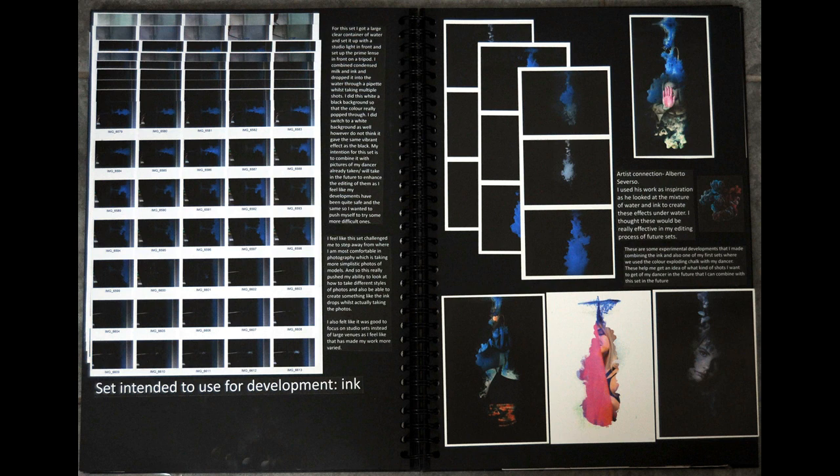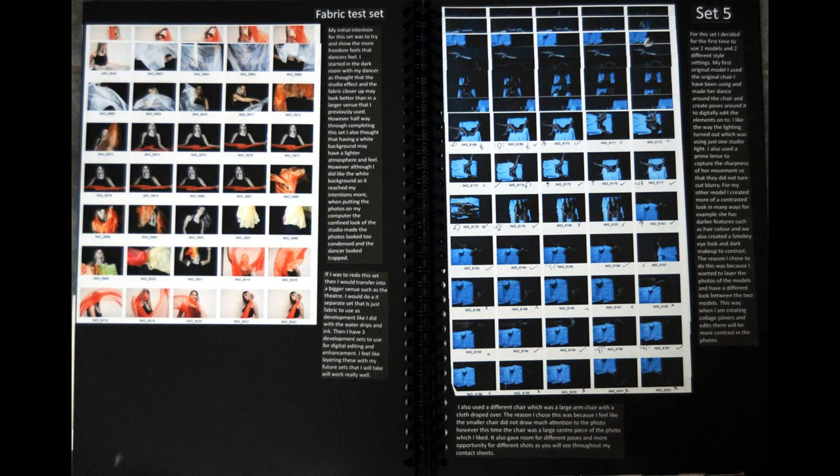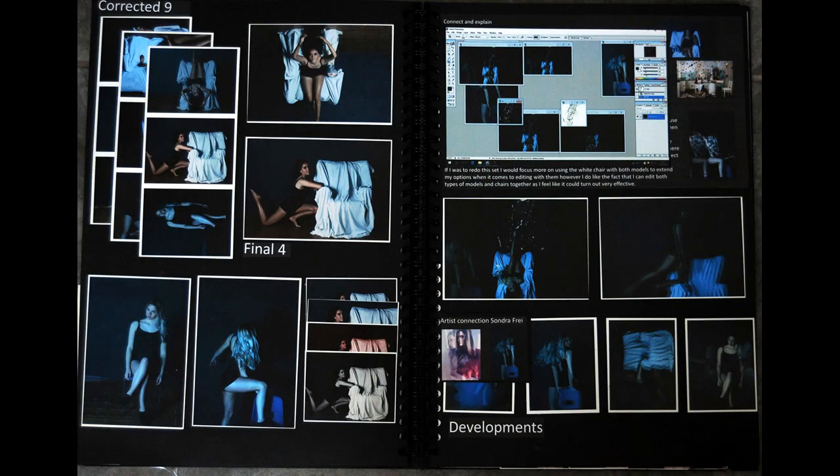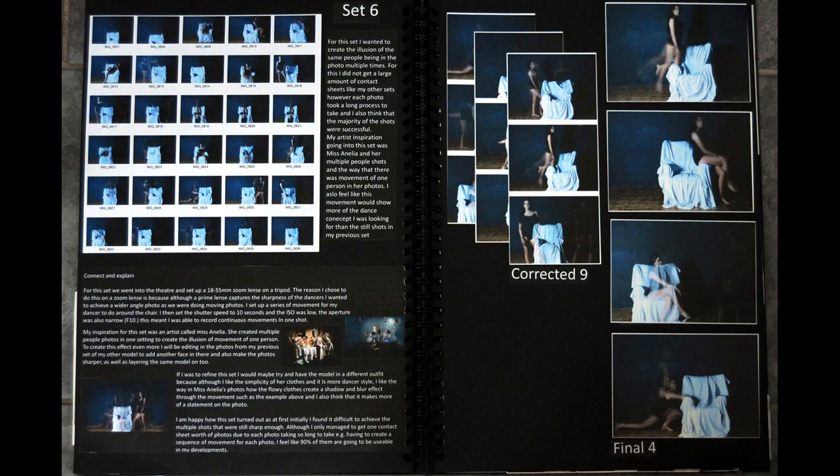This next page shows a fabric test set and then set 5, where she tries to take an idea using a chair and a larger prop, and then using fabrics to create more obvious and more direct movement in the different sets that she's taken, all of which again she could layer in and experiments with on the following pages. As it moves into set 6, this was the set where she then used the chair, covered the chair, and tried to bring in more of an element of performance.